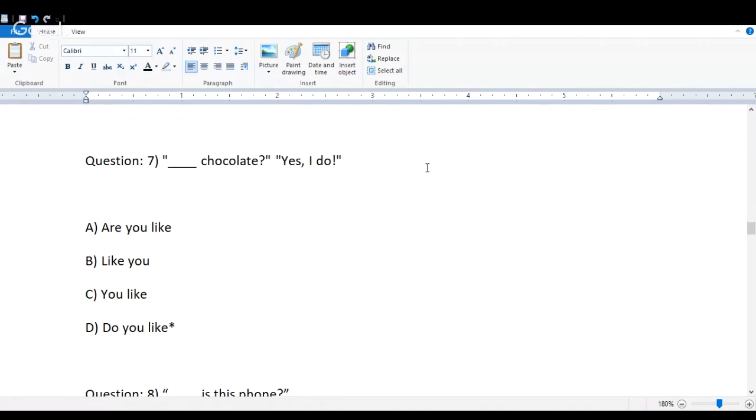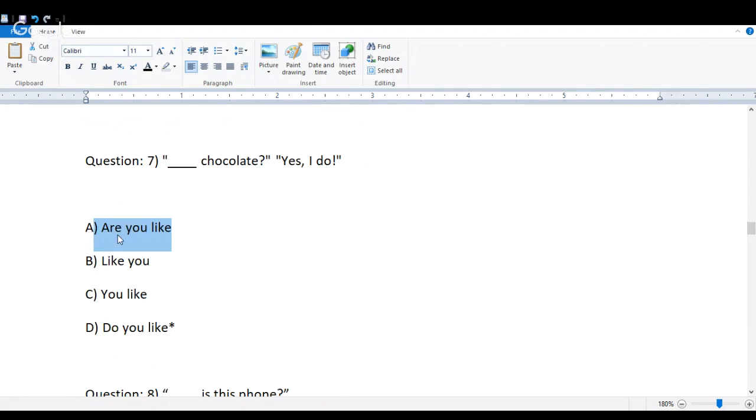So do you like is the one that we have, in question form. You have the auxiliary verb, the subject, and then the main verb. So those are the important ones. Are you like can be used in a different context. Are you like your father? Are you like your mother? Are you similar to is what it's really asking.